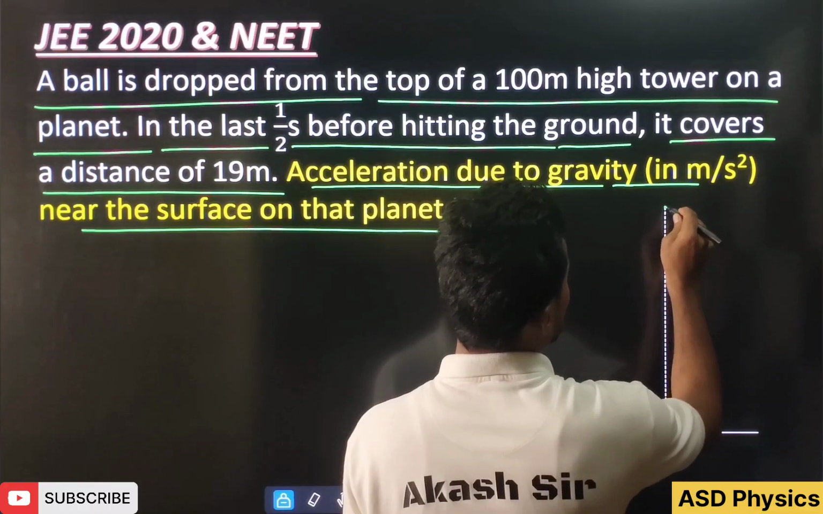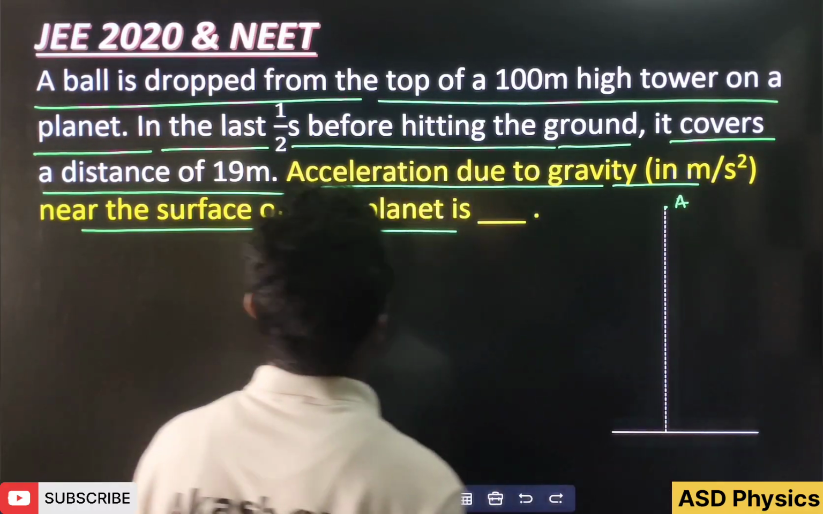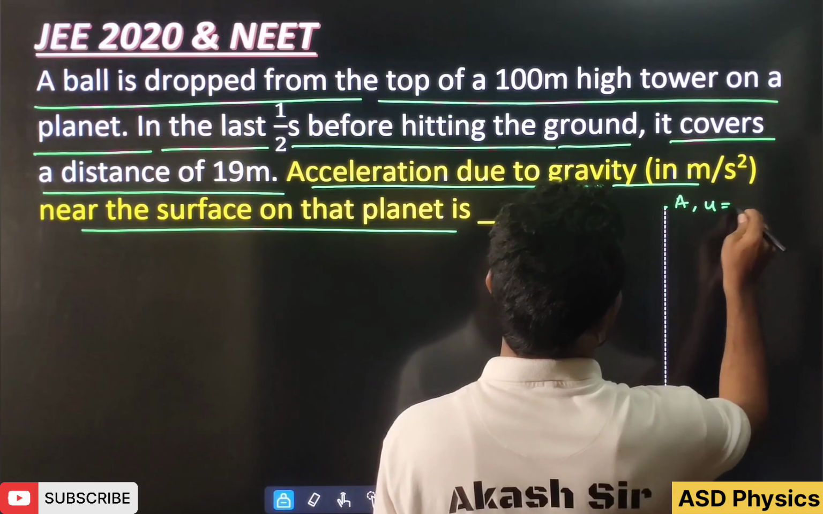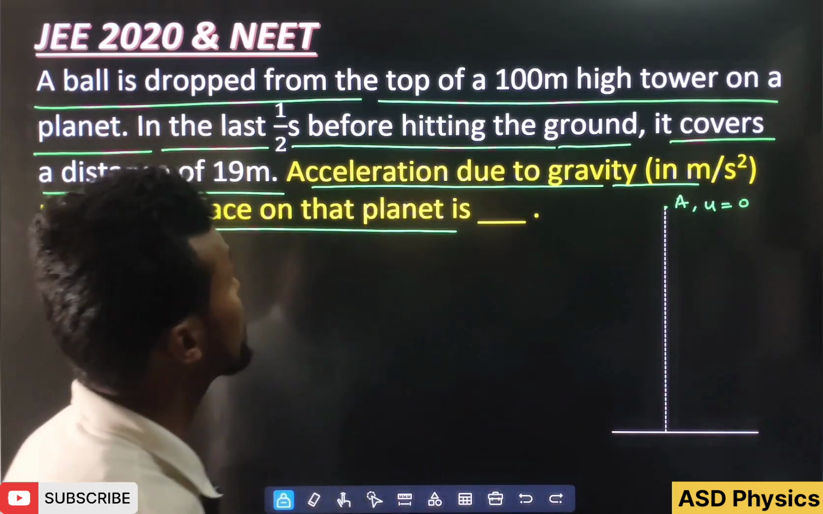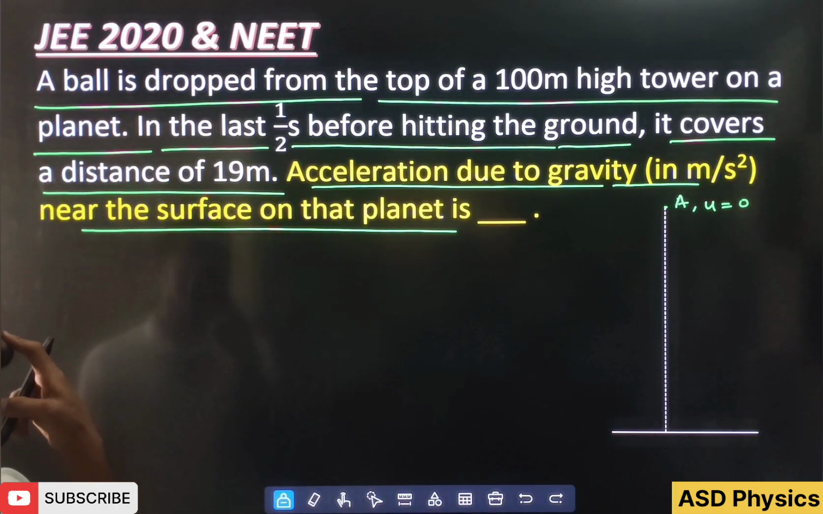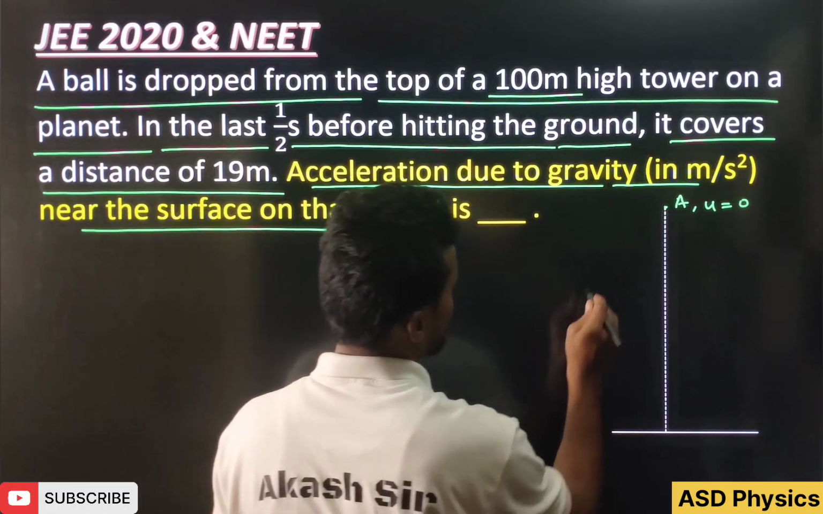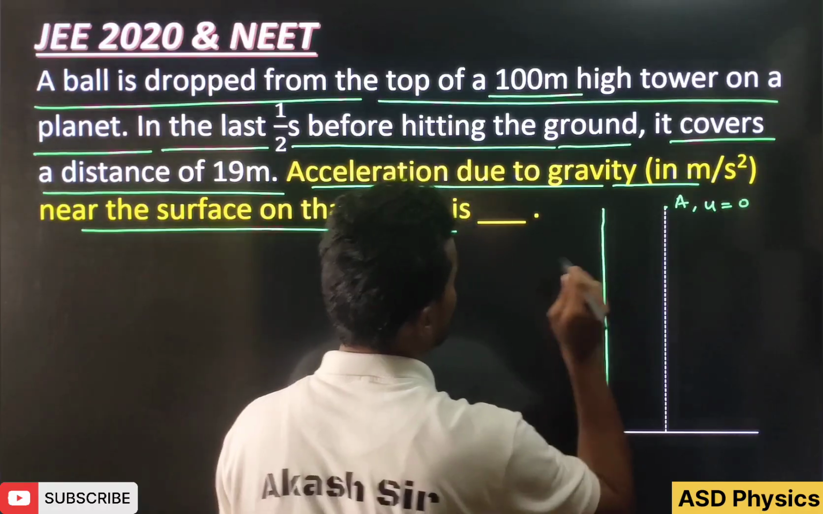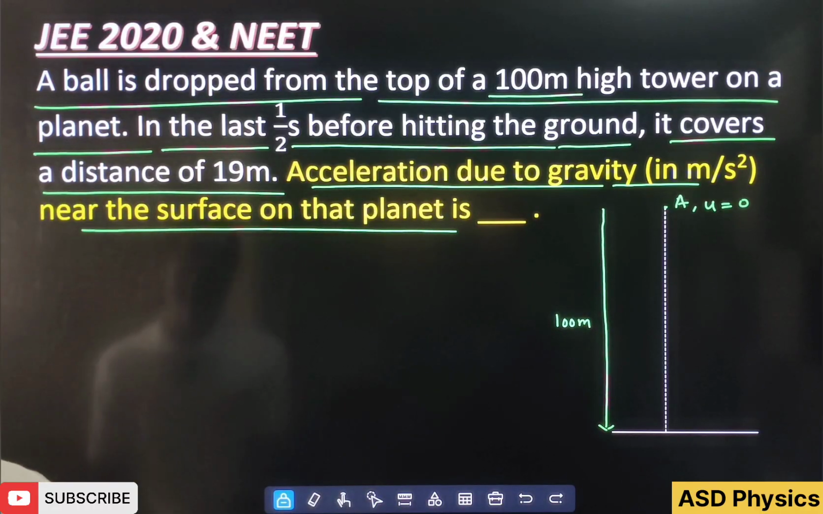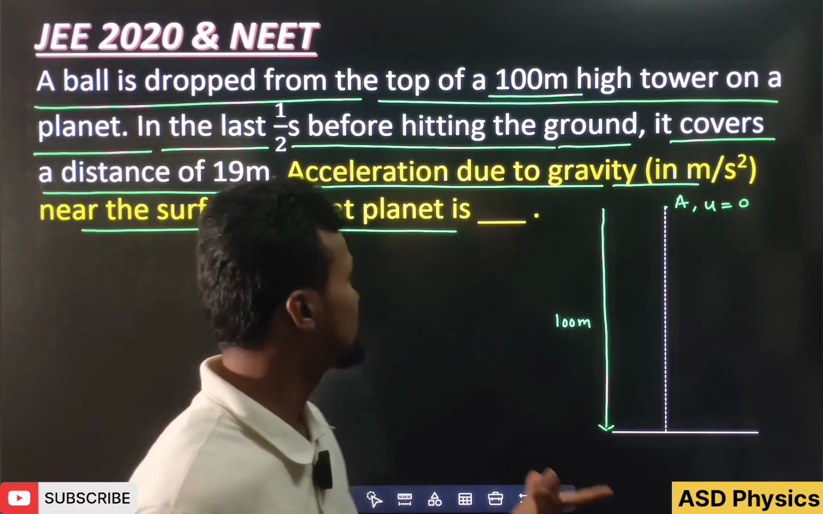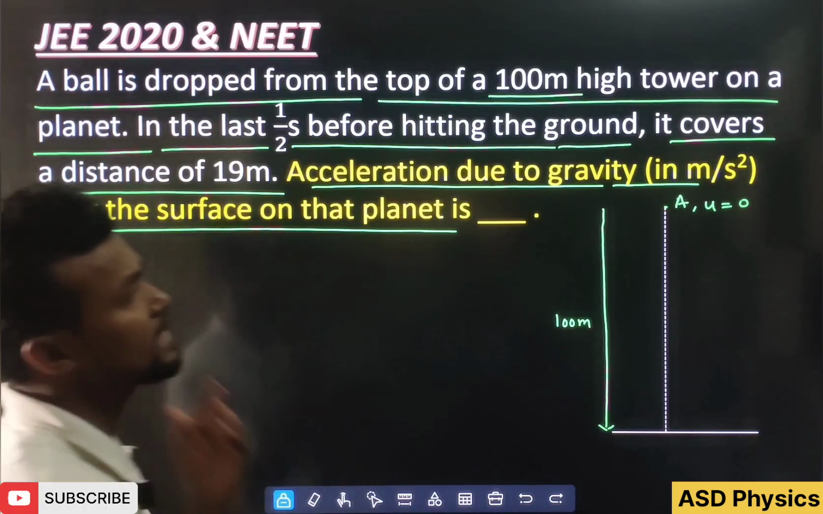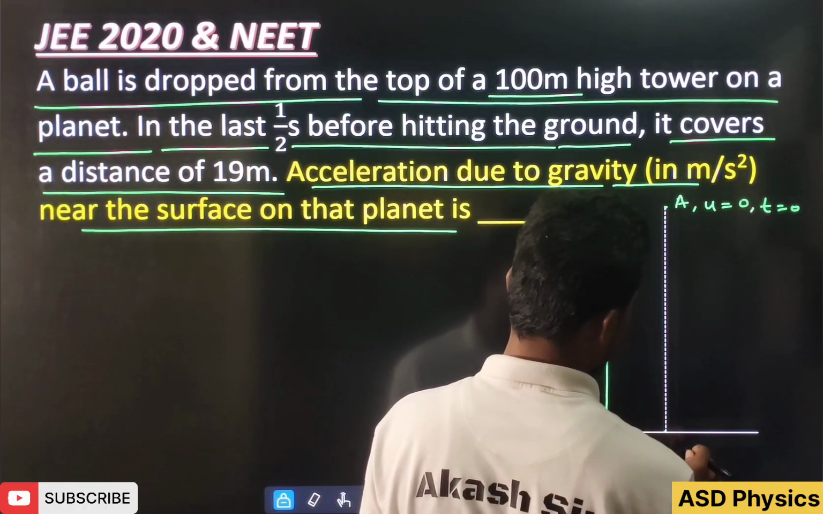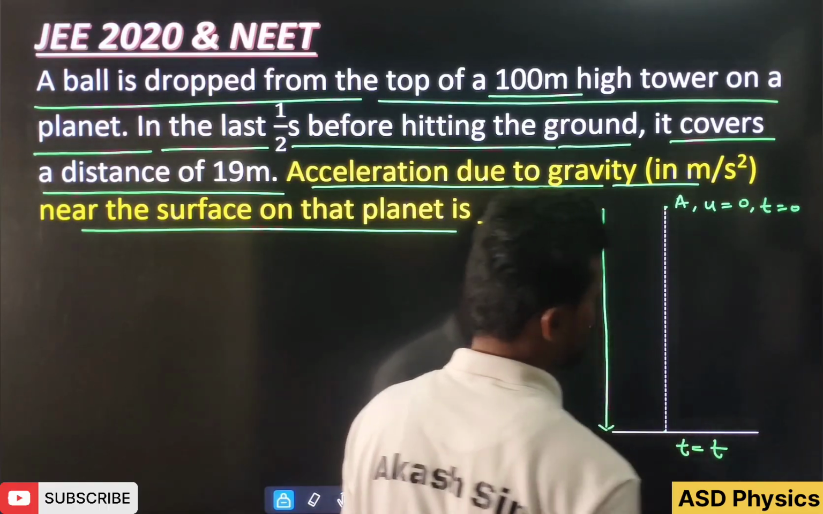Okay, so let's see. This is point A, and how much height is there? The ball is dropped, that means the velocity here is 0. And the height given, you can see very well, is 100 meter. I can write here, this height is 100 meter. Okay, and let's take it takes time t. So let's take time t equal to 0 here, and time t equal to t there.